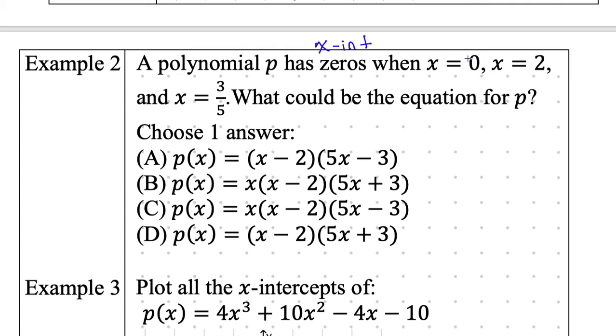Think about it this way. If, for example, let's just randomly choose B. I don't know if B is the right answer or not, but let's say that we chose B. If I set this equal to 0, if I change this P of x into a 0, that means x is equal to 0, x minus 2 is equal to 0, and 5x plus 3 is equal to 0. I'm going to write down what I just said. X is equal to 0, x minus 2 is equal to 0, and 5x plus 3 is equal to 0. Well, look at that.